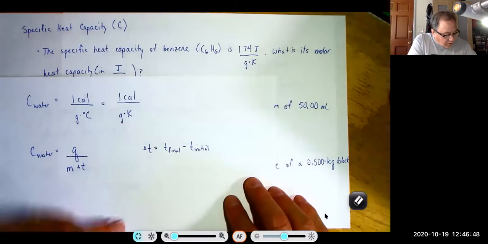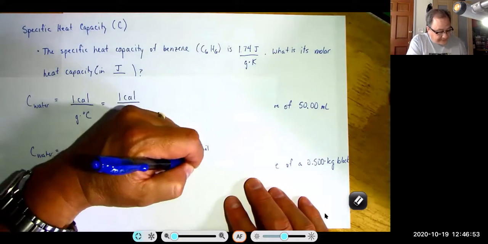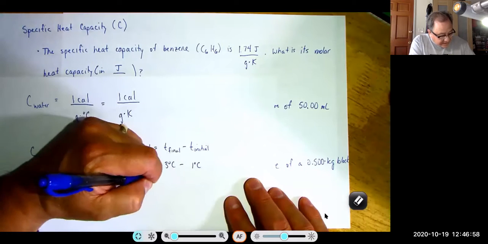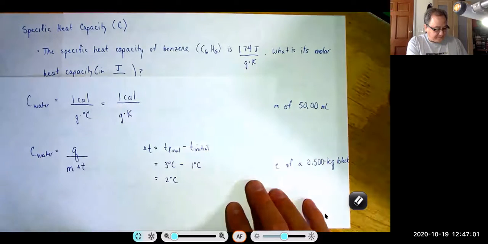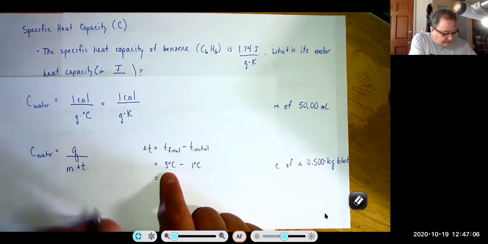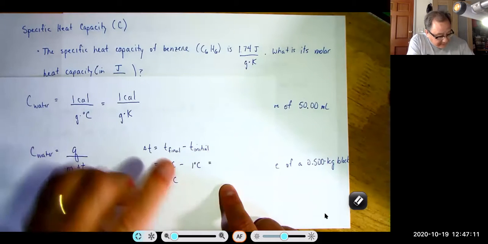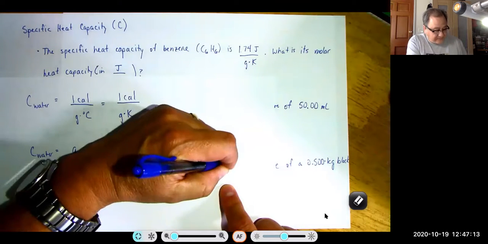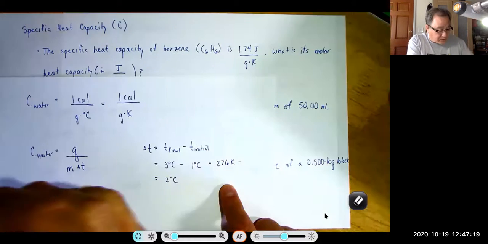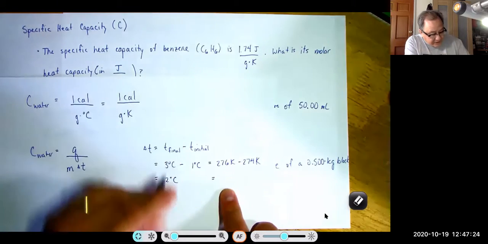So if you start off with something that happens to be 1 degree Celsius, and it ends up being 3 degrees Celsius, the change in temp is 2 degrees Celsius. Now, what is the Kelvin temp for 3 degrees Celsius? Well, the Kelvin temp happens to be 3 plus 273, 276. What's 1 degree Celsius in Kelvin? Well, it's 273 plus 1, 274 Kelvin. So here you get that the change in temp is 2K.